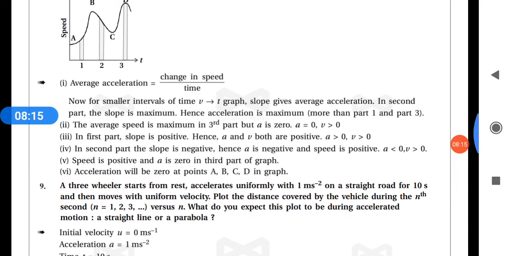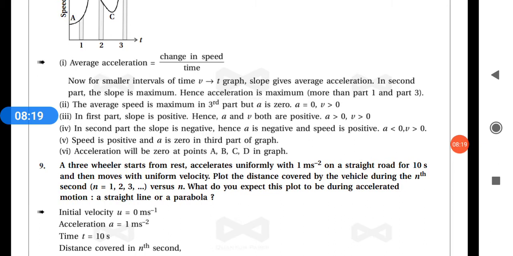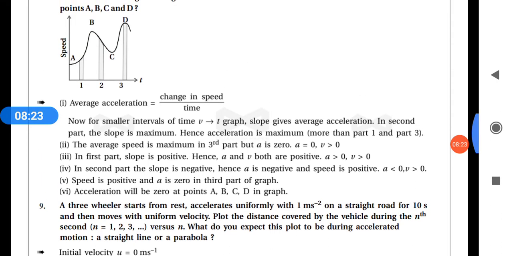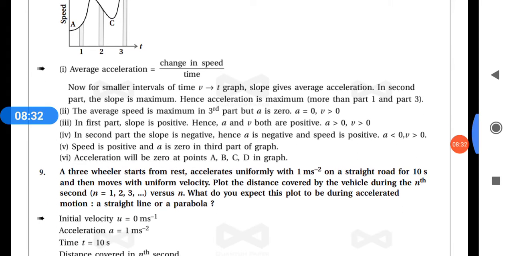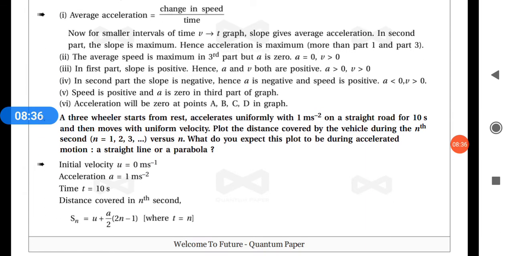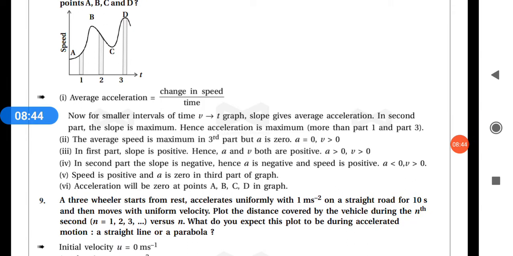See here, in the first part the slope is positive, hence a and v are both positive, so a is greater than 0, v is greater than 0. In the second part the slope is negative, hence a is negative and speed is positive. So here a is less than 0, v is greater than 0, and speed is positive, and a is 0 in the third part of the graph. And the acceleration will be 0 at points A, B, C, D in the graph.